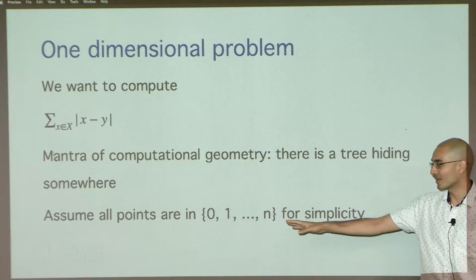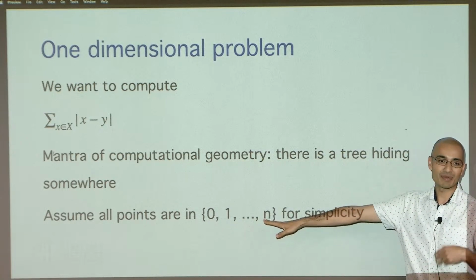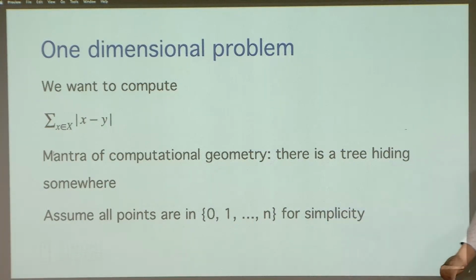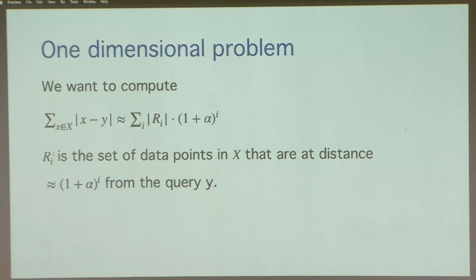And for now, for simplicity, I'm going to assume the data set points are all in this discrete set. This is without loss of generality by rounding, but for now, let's just assume they're discrete points. Let's make one more simplification.